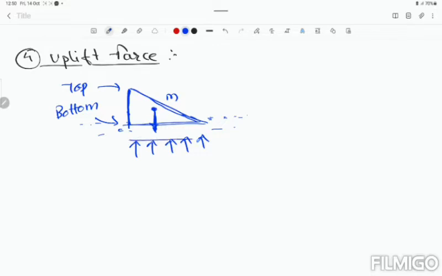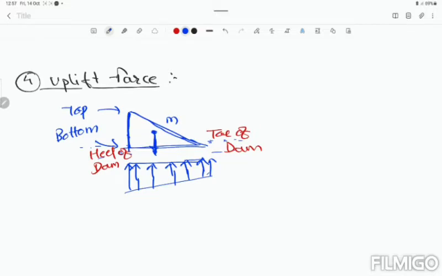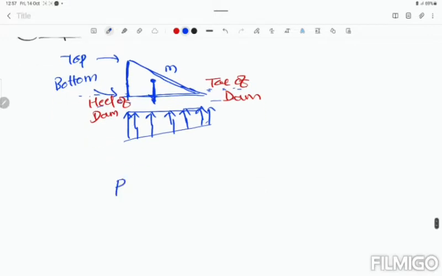Okay, so if we think that this is the heel of the dam and this is the toe of the dam, then when the force is applied, the uplift force is maximum at the heel of the dam and minimum at the toe of the dam. If we think about the mathematical measures, then we formulate the uplift force. We consider uplift force as P3.